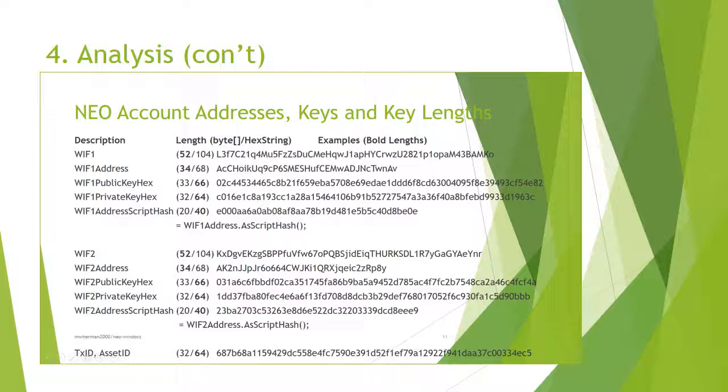Further analysis was trying to understand all the different types of Neo-specific things like addresses and accounts and public keys and private keys. And this is just a summary slide that was created from that research and might be helpful as people are trying to understand the Neo platform from a C# perspective.